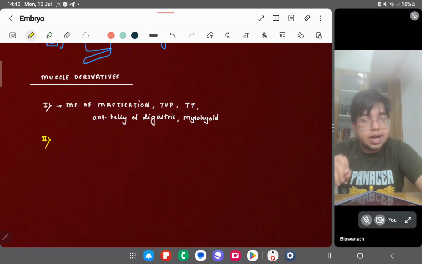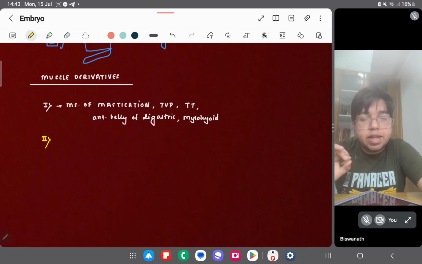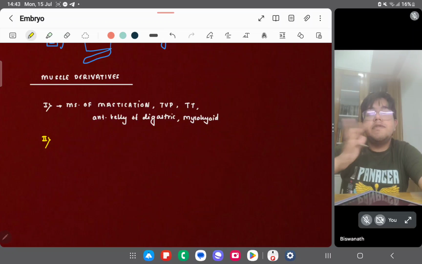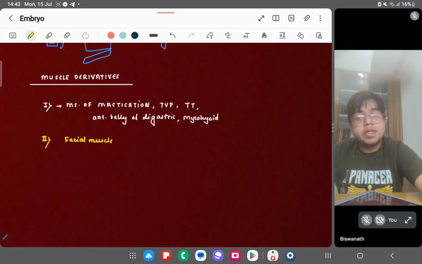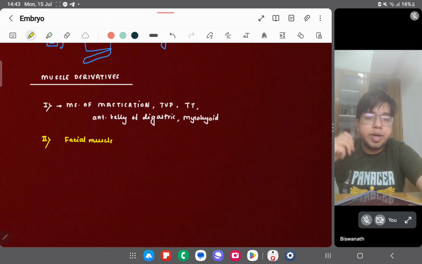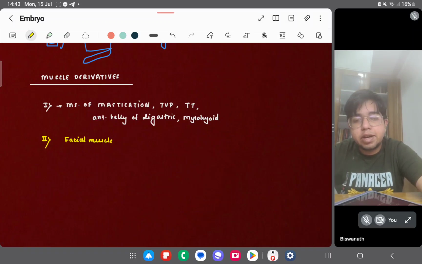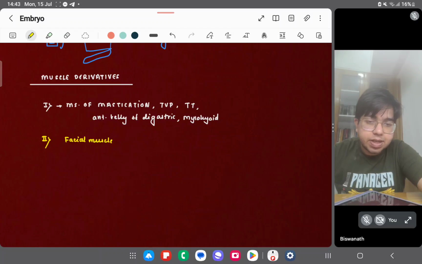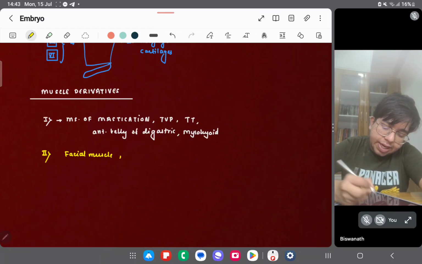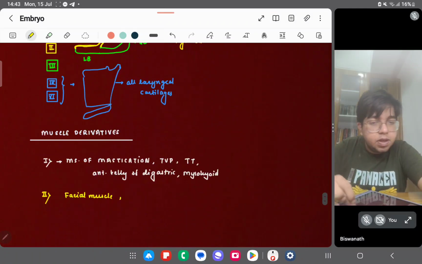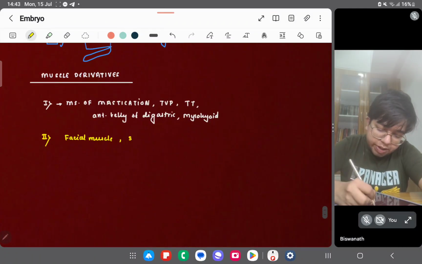Then the second arch. Second arch is supplied by the seventh nerve, that is the facial nerve. Okay, all the facial muscles first, easy. Facial muscles. Your corrugator supercilii or other muscles, your levator labii, levator anguli oris, and many muscles are there, right? You can name any of them. Then you have your stapedius. Second arch is giving rise to your stapes. Okay, so which muscle? Stapedius.